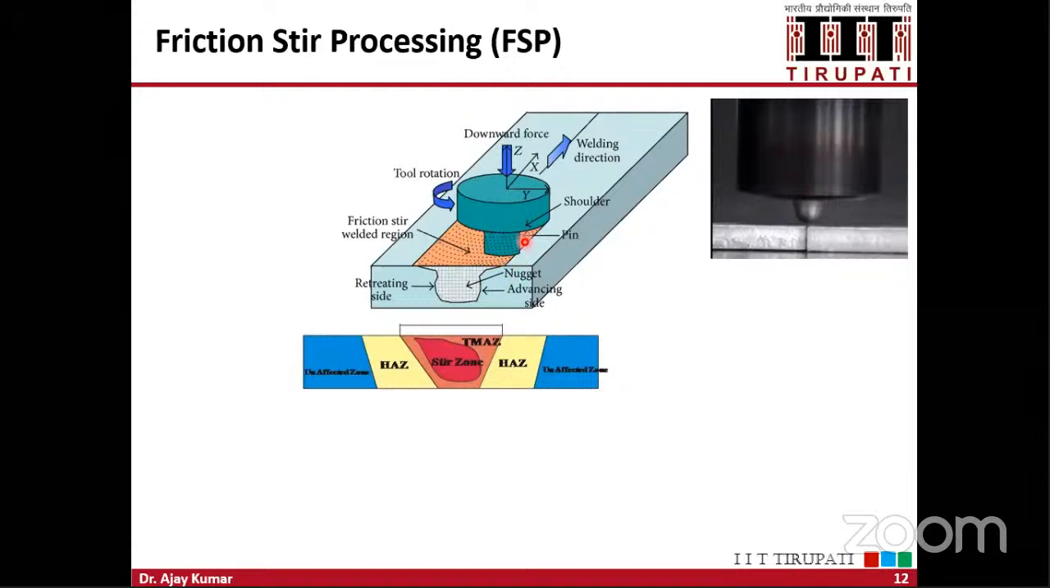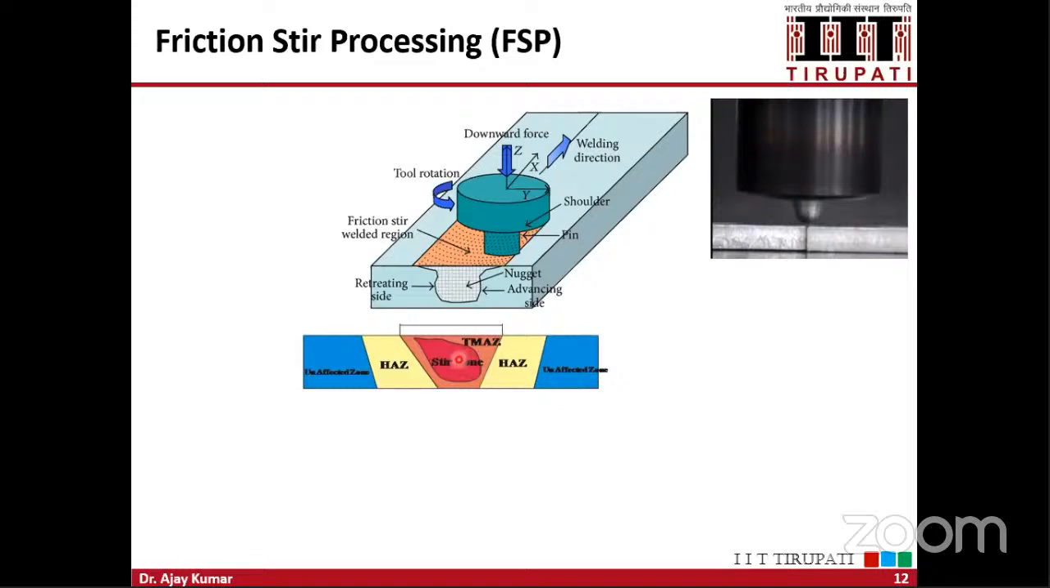Okay, so the difference between FSW and FSP: in FSW you have two metallic plates, but in FSP you can use only a single metallic plate to refine the grain size and the microstructure and remove the defects. So once you complete this process, you have four types of zone. In the center of this processing zone, you have the stir zone. Beside this stir zone, you have the thermomechanically affected zone, and beside that, the heat affected zone. And this is the base material.